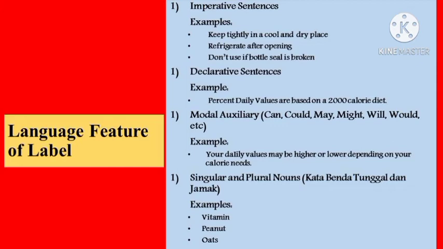The first is imperative sentence. For example, keep tightly in cool and dry place. And the second example, refrigerate after opening. Don't use if bottle seal is broken. The example of declarative sentence, present daily value based on a 2000 calorie diet.